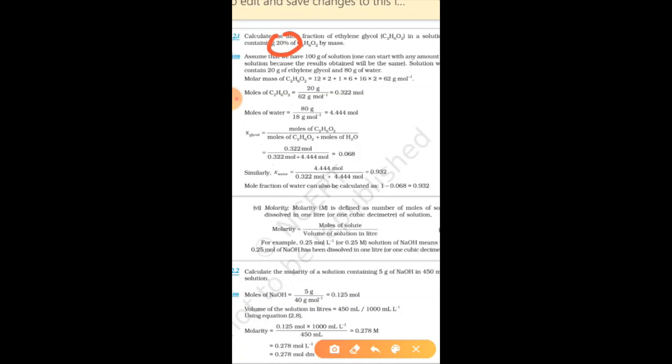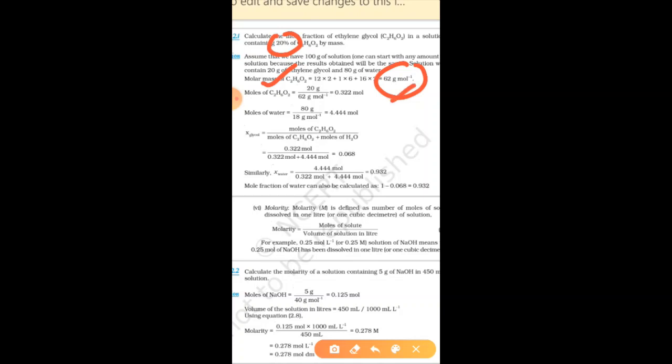So at first we calculate the molar mass of C2H6O2. What is molar mass? Molar mass means the sum of atomic masses. Then the molar mass of C2H6O2 is equal to 62 gram. How can we calculate it? Atomic mass of carbon into 2, atomic mass of hydrogen into 6, and atomic mass of oxygen into 2. So the molar mass of C2H6O2 is 62 gram.